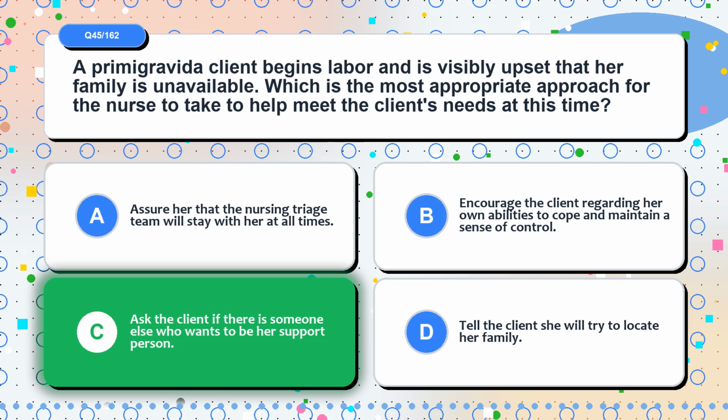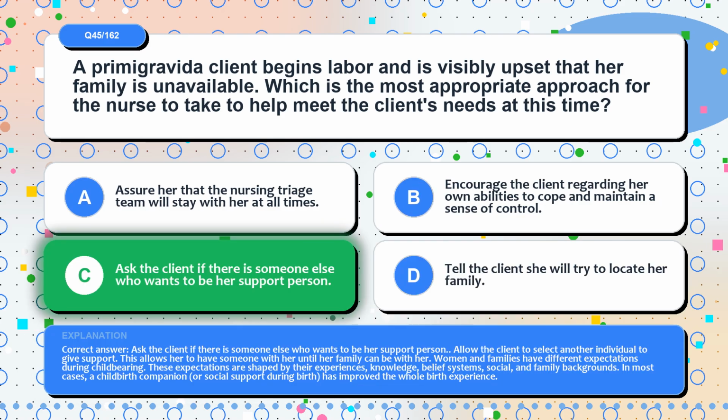The correct answer is option C. Ask the client if there is someone else who wants to be her support person. Allow the client to select another individual to give support. This allows her to have someone with her until her family can be with her.